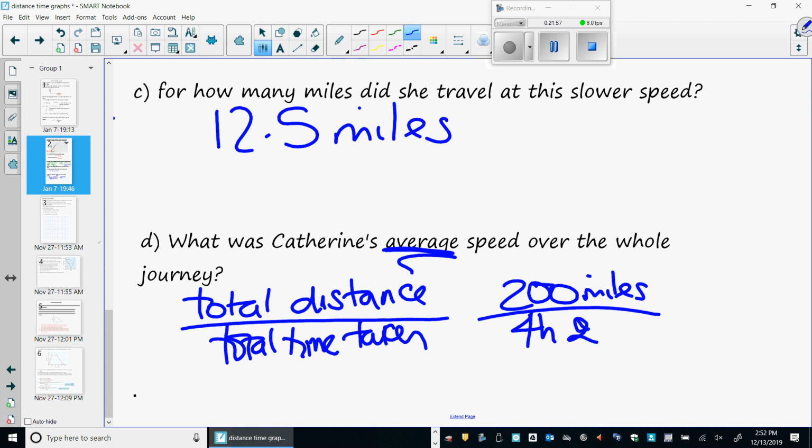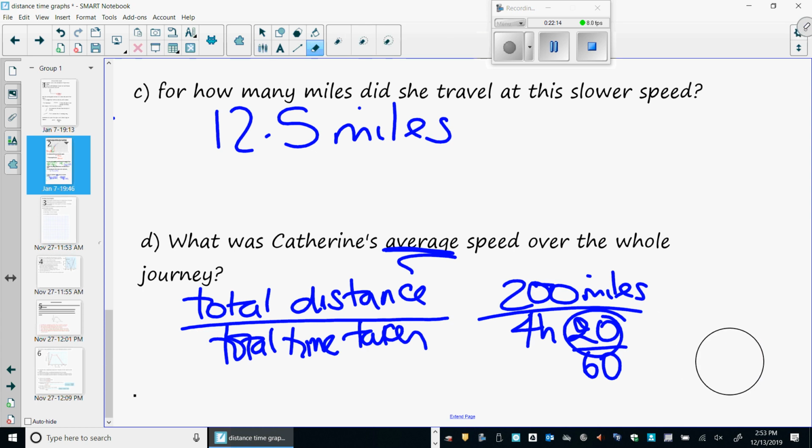Baby. 4 hours 20. Now, do we leave as 4 hours 20? No, we need to change it. So how do we do that? We deal with the minutes, so that's going to be 20 over 60. So we've got 4 hours and 1/3.